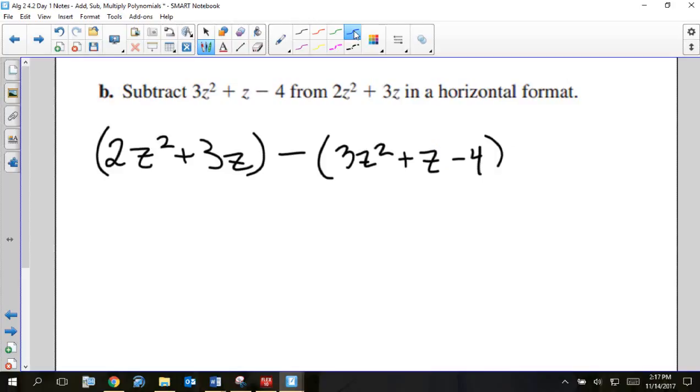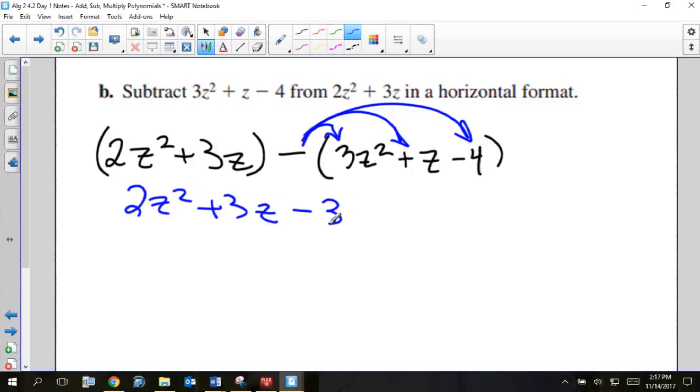And since I'm subtracting the entire trinomial that is written second, I have to subtract each term. So I have to do 2z squared plus 3z minus 3z squared minus z, and then plus 4. So I have to change all of those signs.